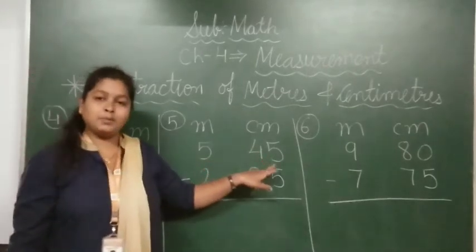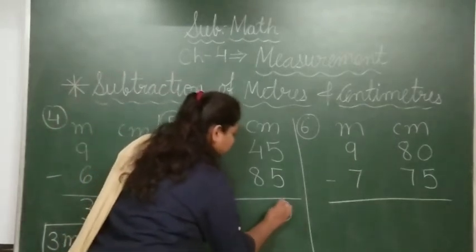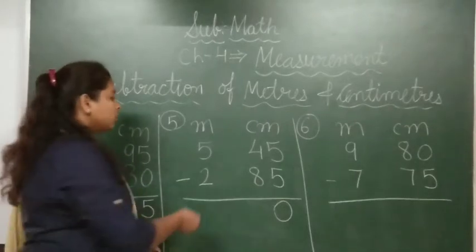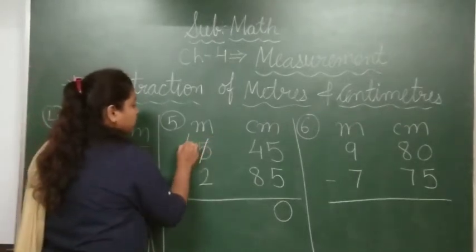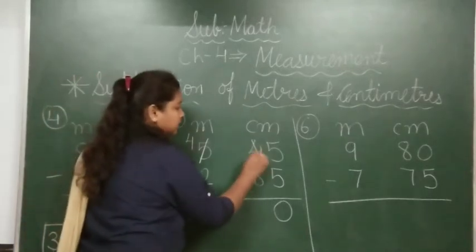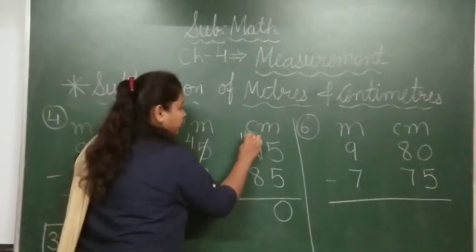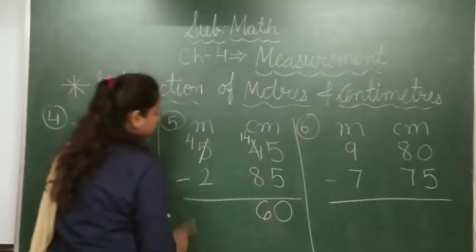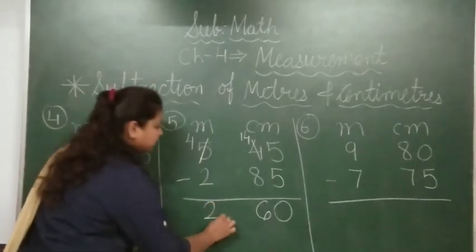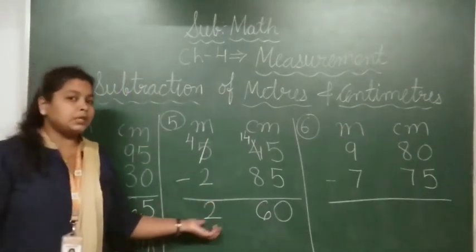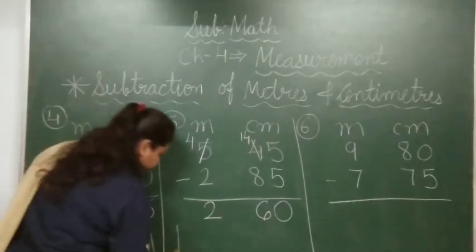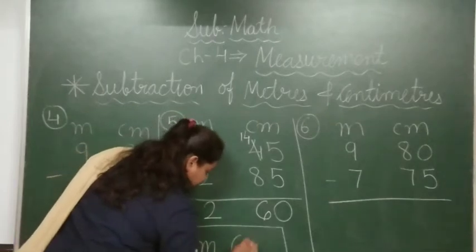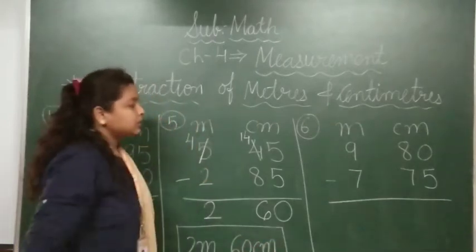Next sum, 5 minus 5, that gives you 0. 4 minus 8, can you subtract 8 from 4? No. So for that you have to cut this number, write the before number over here, cut this number, and 14 you have to write here. 14 minus 8, that gives you 6, and 4 minus 2, that is 2. So your answer is 2 meter and 60 centimeter. So you can write it like here, 2 meter and 60 centimeter.